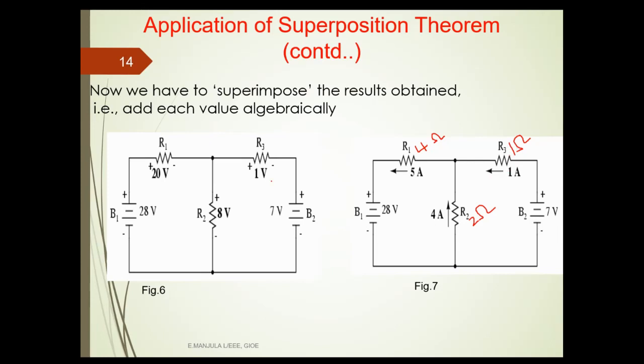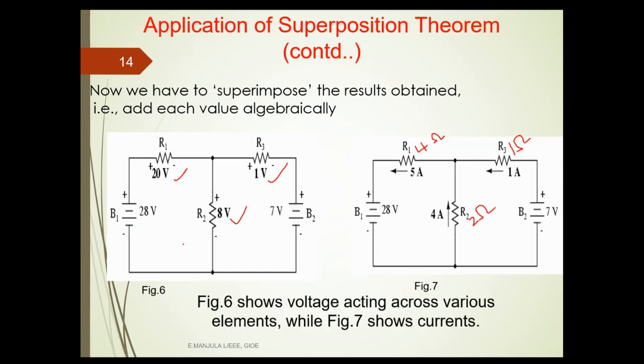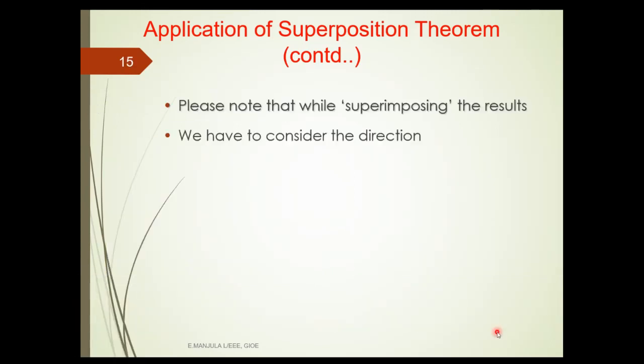Okay, so 1 into 1, 1 volt. What is that? I into R. Okay, I into R. 5 into 4, 20 volts. 4 into 2, 8 volts. So we could find out the voltage drop in each resistance. Okay. So here this shows the voltage acting across various elements. Figure 7 is showing the currents. Okay.